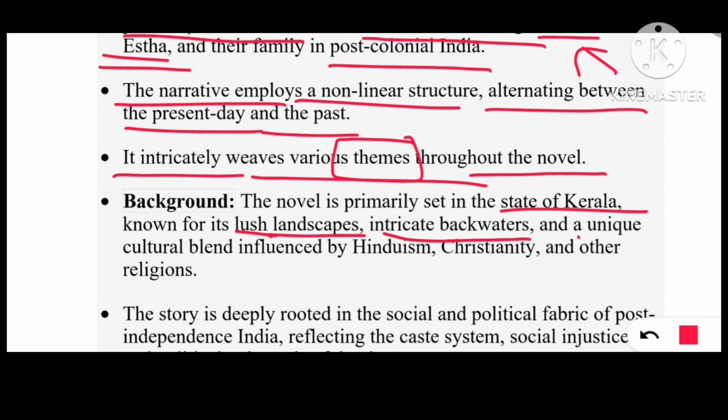Now, the next point is a unique cultural blend influenced by Hinduism, Christianity, and other religions. See, I told you that there were outsiders who came and spread their religion. There is no problem. Whoever agreed to this new religion, Christianity, they agreed. So we see the influence of Christianity in Kerala, and this is mentioned in the novel as well.